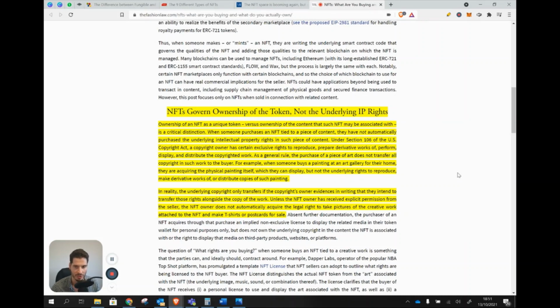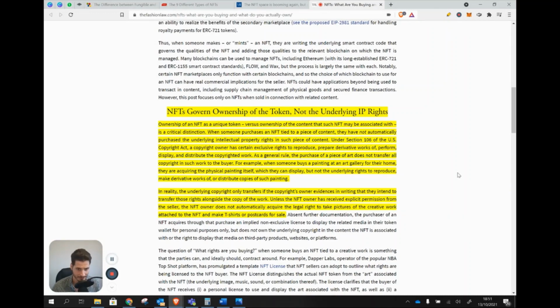As a general rule, the purchase of a piece of art does not transfer all the copyrights in such work to the buyer. For example, when somebody buys a painting at an art gallery for their home, they are acquiring the physical painting itself, which they can then display, but not the underlying rights to reproduce, make derivative works of, or distribute copies of the painting. So by owning an NFT, you don't automatically have any rights regarding the underlying work. So you can own a meme, you can own sports moments from the past, but you don't have the right to distribute or to press them on t-shirts. So you own the NFT, but you can't make any money, you can't make any passive income out of this NFT.